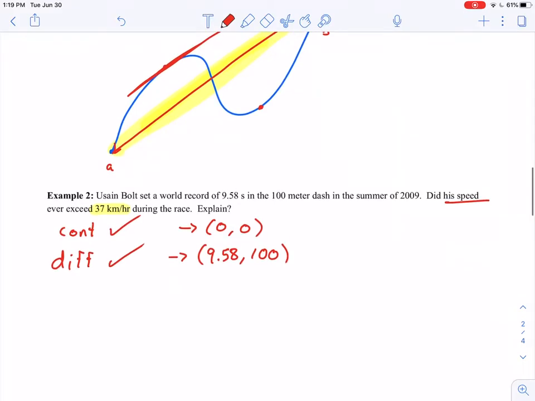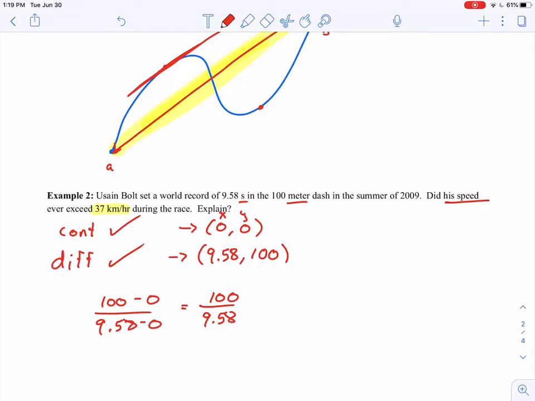So let's find the average rate of change here. I'm going to take f of b. So this will be my x comma my y. So f of b, this will be 100 minus 0 divided by 9.58 minus 0. So I have 100 divided by 9.58. We want to keep our units in mind because we said meters per second. So actually, let's go ahead and get a decimal approximation.